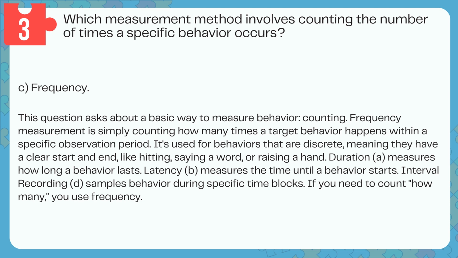Duration, A, measures how long a behavior lasts. Latency, B, measures the time until a behavior starts. Interval recording, D, samples behavior during specific time blocks. If you need to count how many, you use frequency.